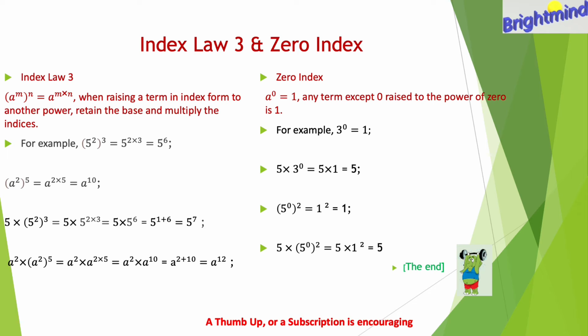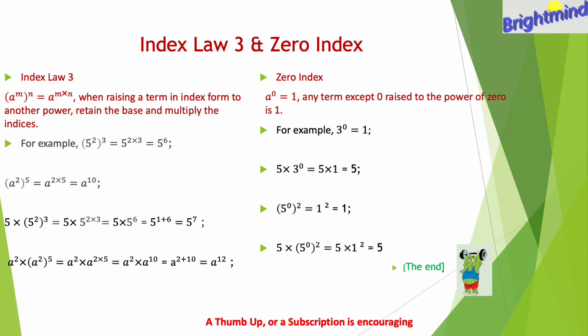For example, bracket 5 to the power of 2, bracket to the power of 3. We keep the base 5, and multiply the powers 2 and 3, we get 5 to the power of 6. Bracket a to the power of 2, bracket to the power of 5. We keep the base a and multiply the powers 2 multiplying 5. We get a to the power of 10.